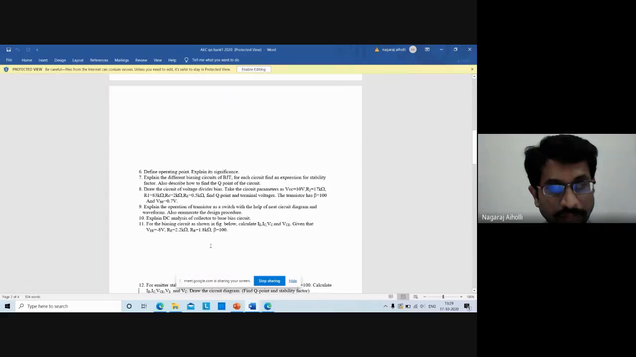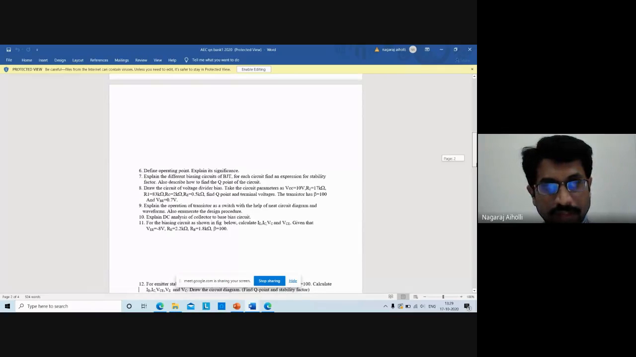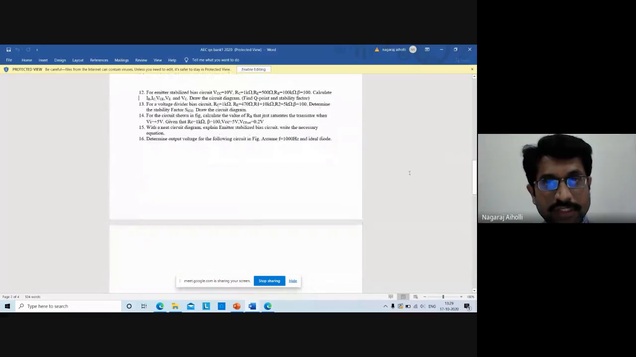Then question number 12: for the emitter stabilized bias circuit, VCC is 10 volts, RC is 1 kilo ohm, RE is 500 ohms, RB is 100 kilo ohms, beta is 100. Calculate IB, IC, VCE, VE and VC. Draw the circuit diagram, find the Q point and stability factor.